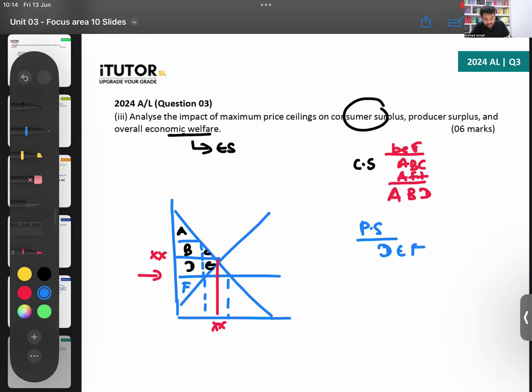Now producer surplus becomes only F. Earlier the producer is selling this much and getting this much of a price, therefore it is DEF. But now, because of this whole thing, they are only getting this. You can talk a little bit about the black market price as well.